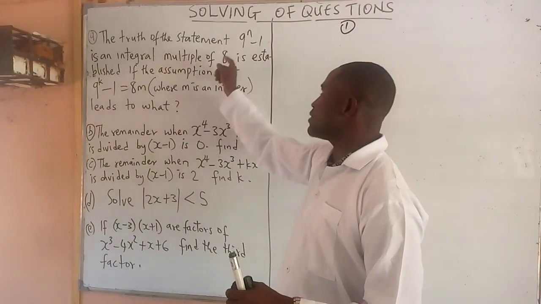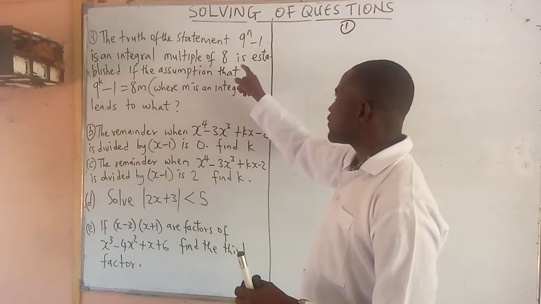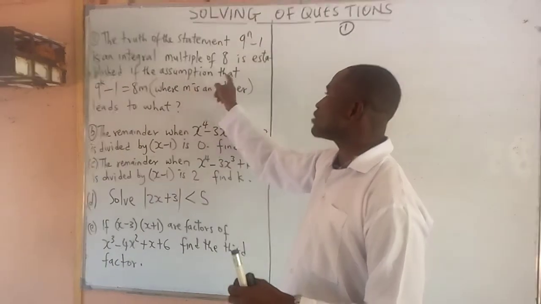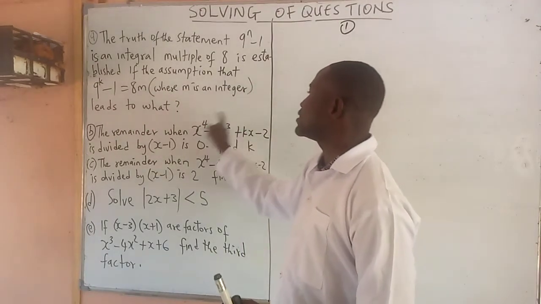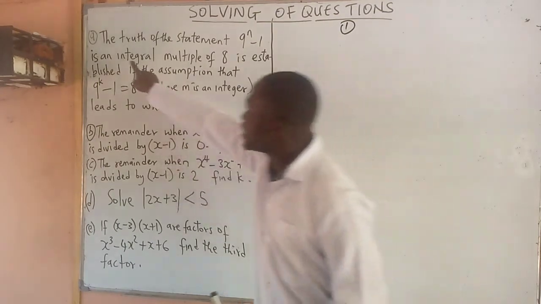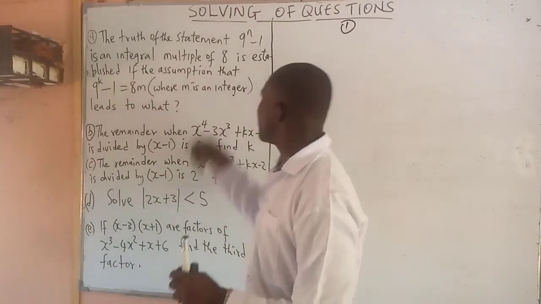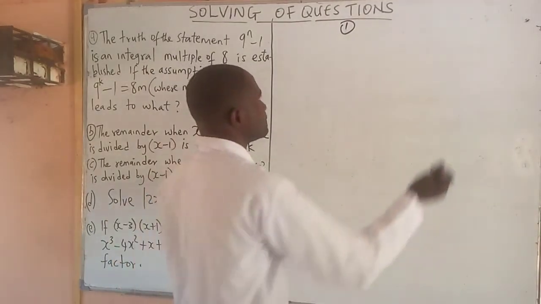Then, what of the one on PMI? The truth of the statement 9 raised to power n minus 1 is an integral multiple of 8 is established if the assumption that 9 raised to power n minus 1 equal to 8m, where m is an integer, leads to what? If they ask you to solve this, they say it is an integral multiple of 8. First of all, know what multiples of 8 are.